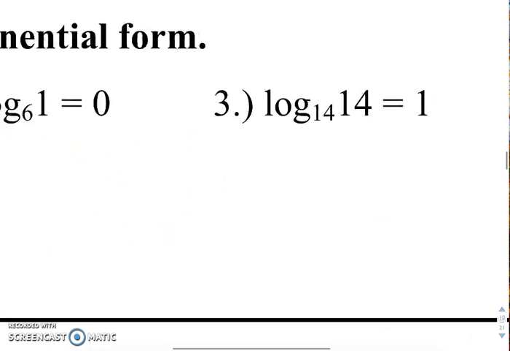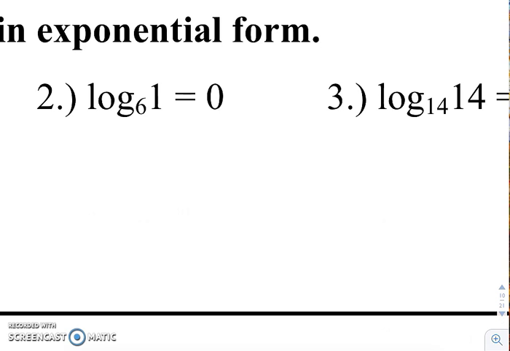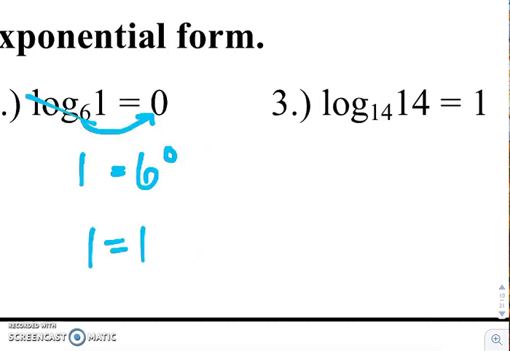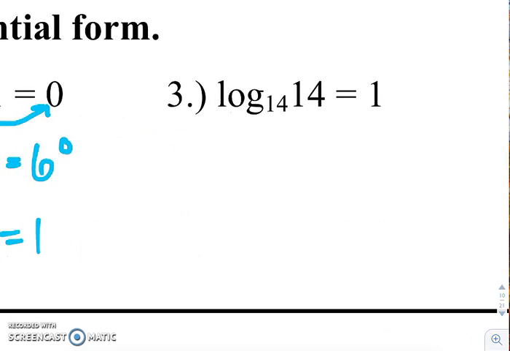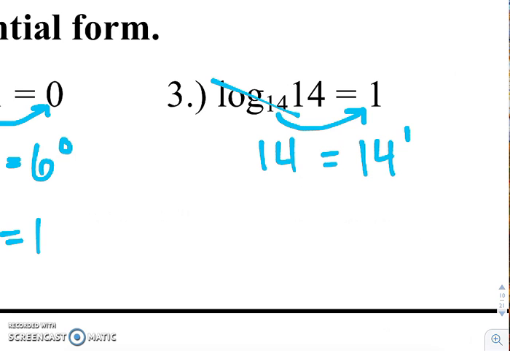So if we look at number 2, log base 6 of 1, the 6 comes over, 6 to the power of 0 equals 1. Anything to the 0 power is 1. Log base 14 of 14 equals 1. That base comes over, becomes the base for your exponent of 1. That's gone. 14 is left. Is 14 to the 1st power 14? Yes.